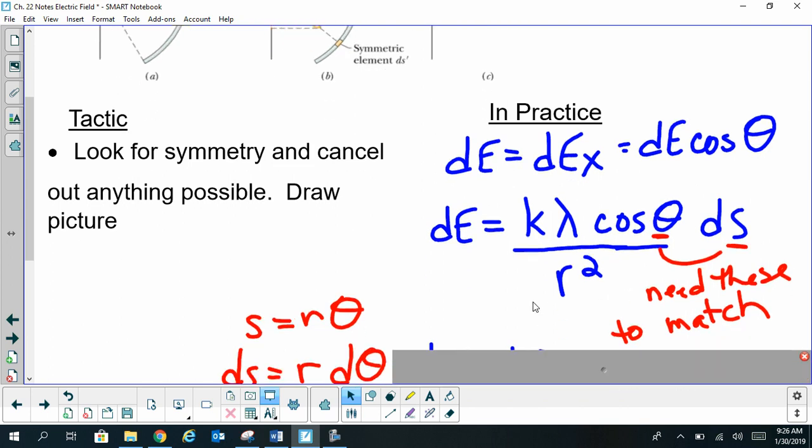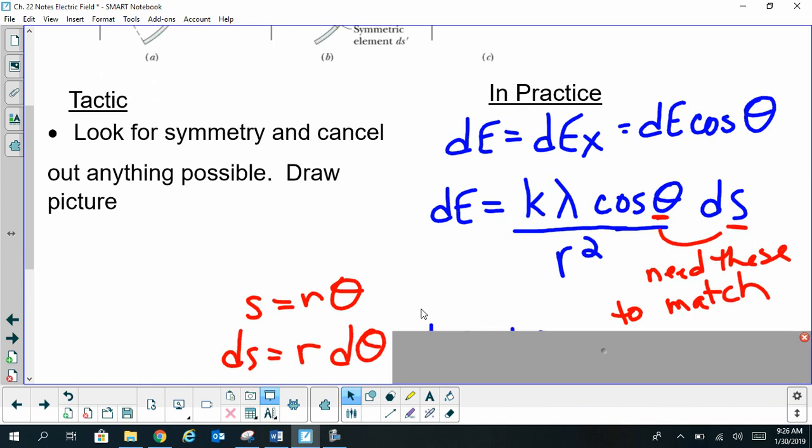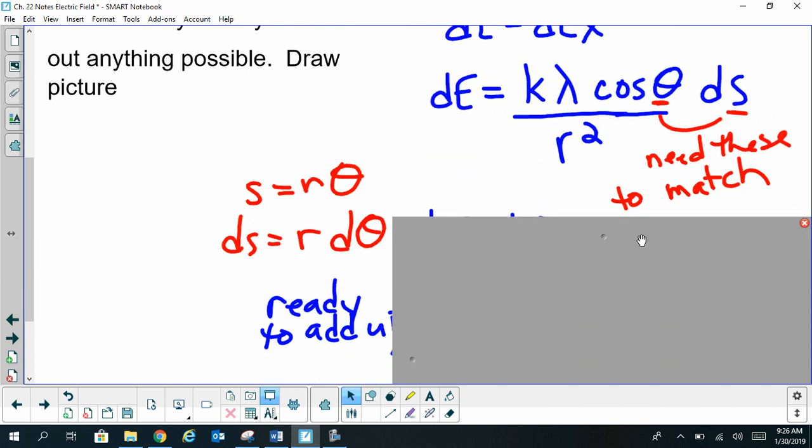So we come over to this idea here. Remember that our arc length is equal to our radius times our angle. That's just the definition of an arc length. You with me? I hope. Okay, so we can also say that ds is equal to r times d theta. So I hope that you're seeing now that if I were to take this and substitute it in for our ds, then our variables would match. You with me? I hope so.